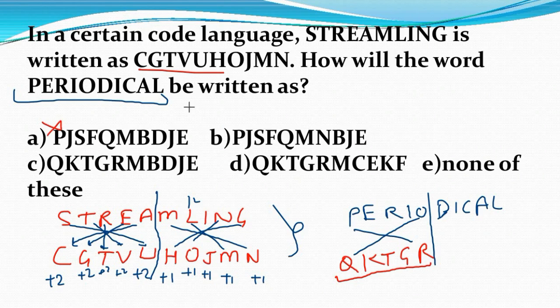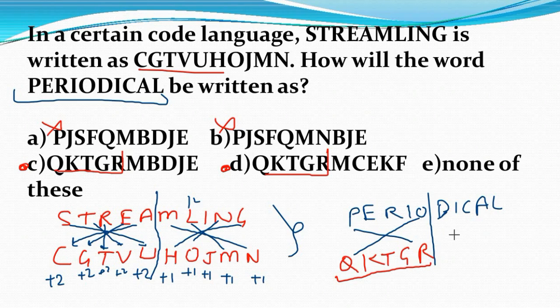Option B is removed, and option C will be the answer, and option D will be the answer, and none of these. So we have to check the C and D options. Q, K, T, G, R: the first 5 letters are matched. But we have to check the last 5 letters.